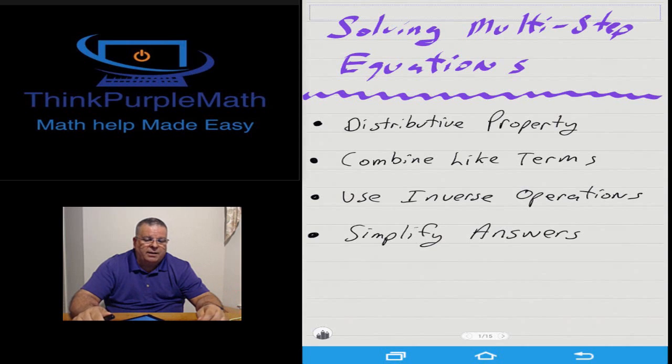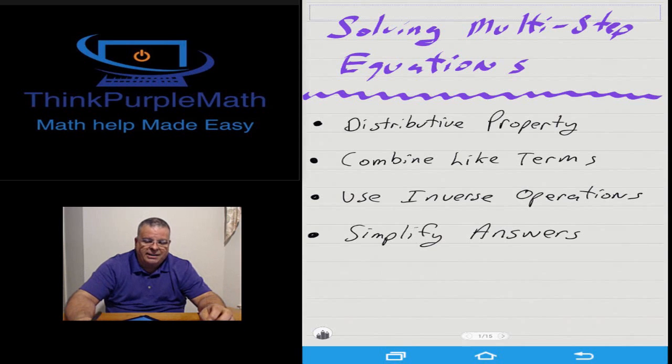Topic for today is solving multi-step equations. There's some bullet points there. One of the things you want to do is always look to see if you have a distributive property part of your problem. Always combine like terms where possible. Use inverse operations, and then always simplify your answer. If it's in fraction form, always reduce your fraction if possible.